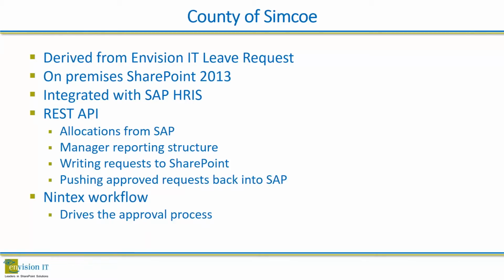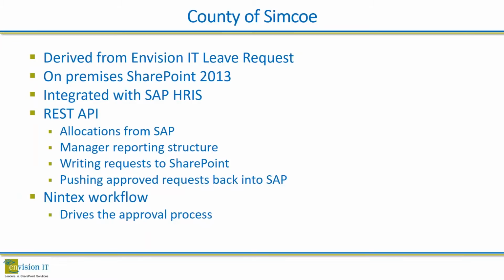Now the requests themselves, we actually write those back to SharePoint. And the idea is, again, we'd use Nintex from a workflow approval point of view. So all the approvals happen in SharePoint. When it gets to the final approval stage, because it's a multi-step approval, at that point, we push the request back into SAP to say, okay, this is an approved vacation request. Let's put it back in the HRIS so it's there from a record point of view.